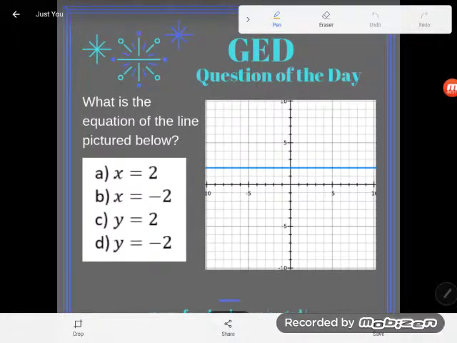Hey guys, it's GED question of the day, and we are still matching pictures of lines to their equations. You can see the directions here say, what is the equation of the line pictured below? Now, just a fair warning to everybody out there, the easiest way to do this particular problem is just to memorize the two special lines.